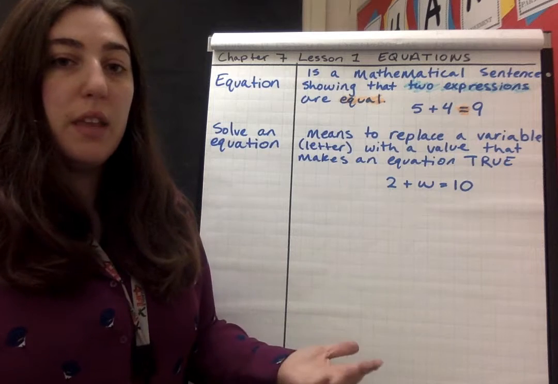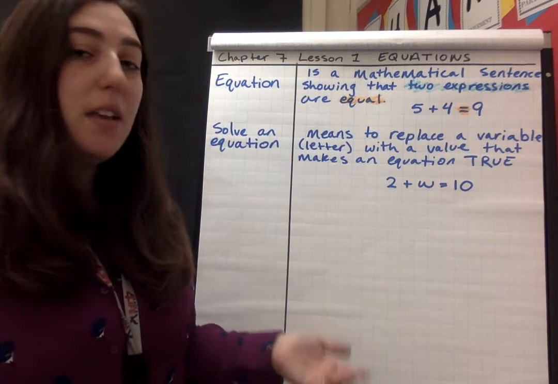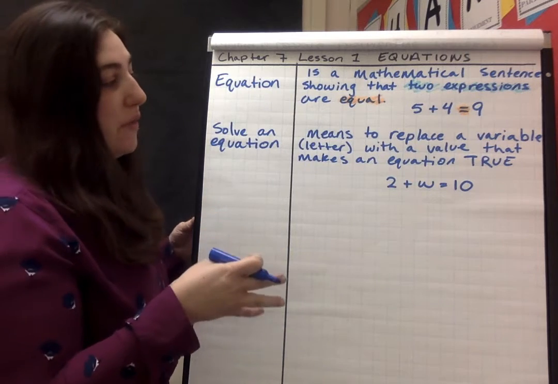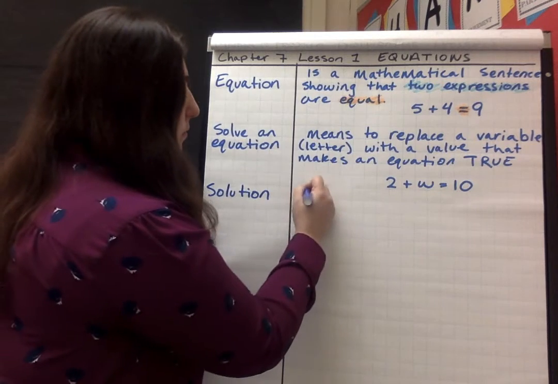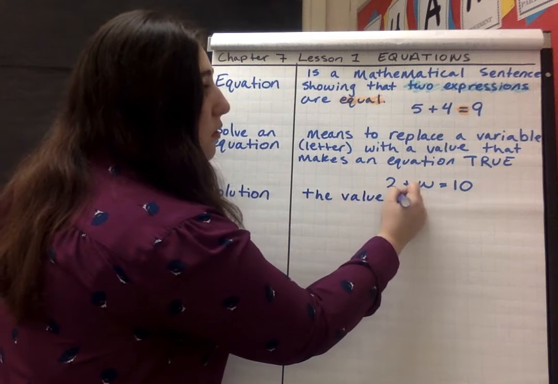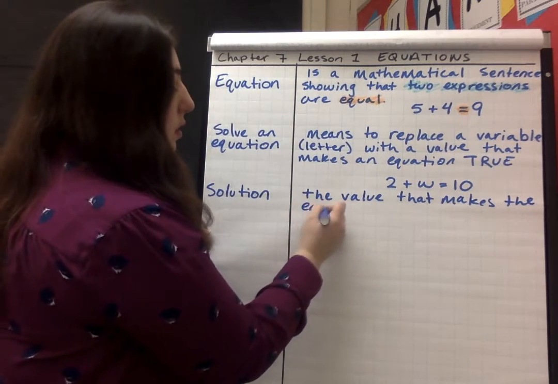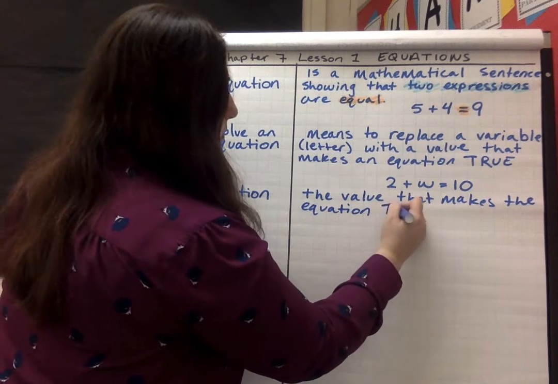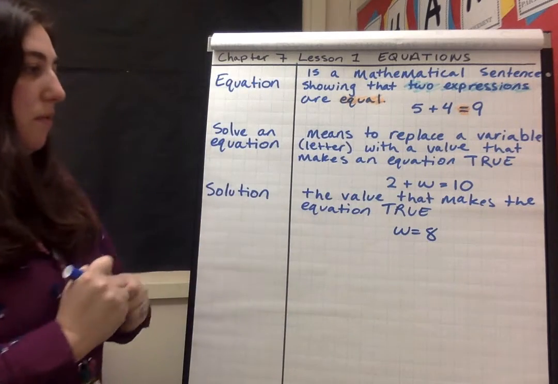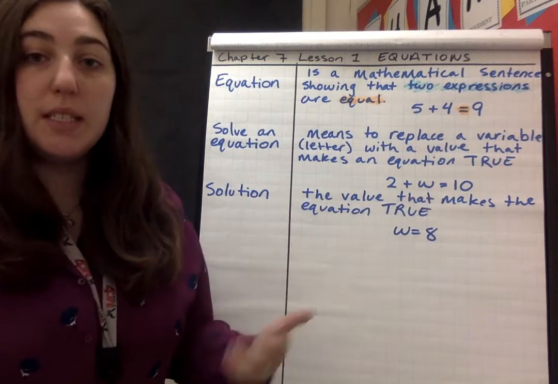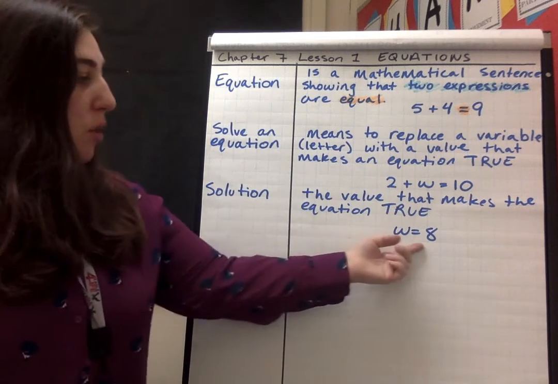To find a solution, we're going to think, what could we add to 2 to get 10? In this case, if you do some mental math, 2 plus 8 equals 10. So what we just found right there is a solution. And the solution is the value that makes the equation true. So in this case, w equals 8. This makes the equation true. It makes this expression equal to this expression, and we know that they're equal because of this equal sign. So w equals 8, that's our solution.